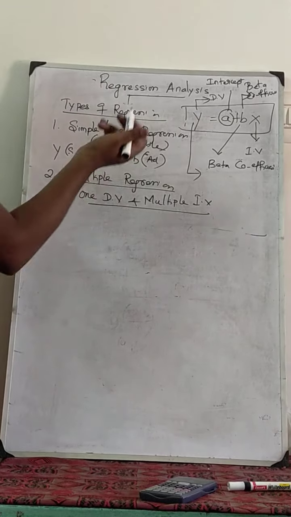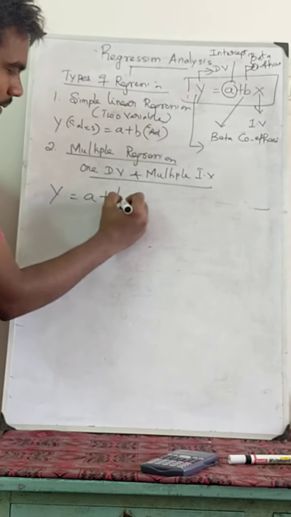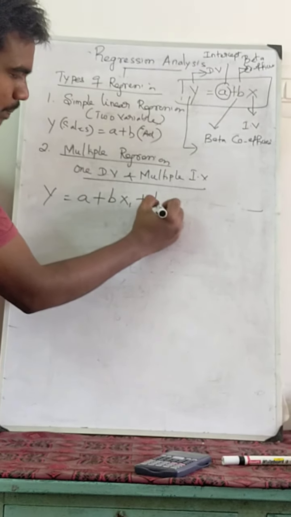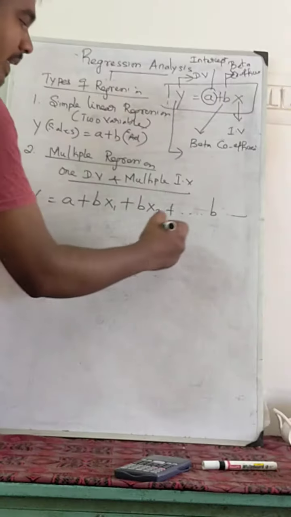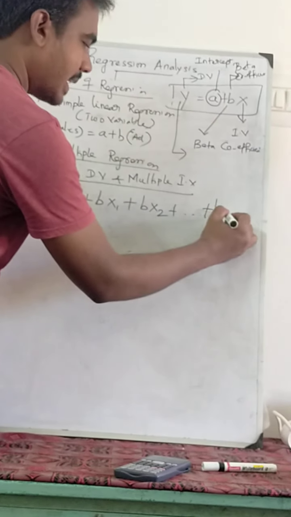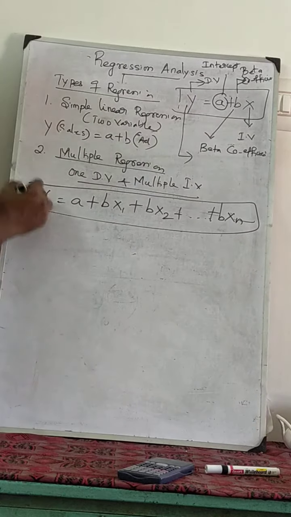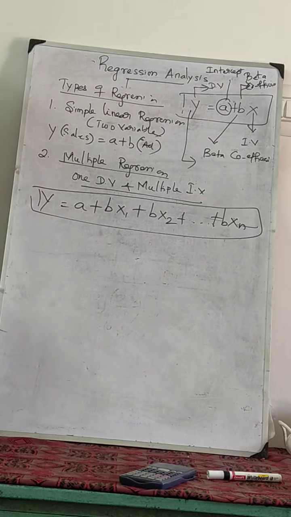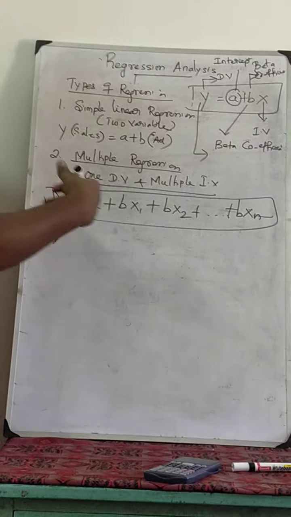For example, how to write the equation? Y equals a plus b1x1 plus b2x2 plus... till how many independent variables? bnxn. So this is the multiple regression equation. Nothing, it's very simple. So y is again the dependent variable. These are all the multiple independent variables.